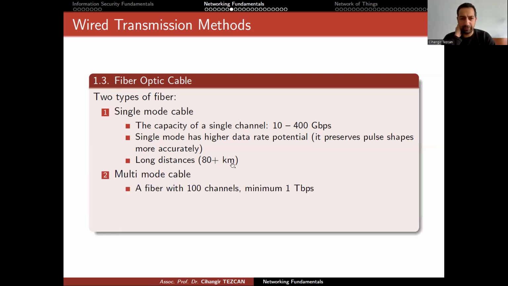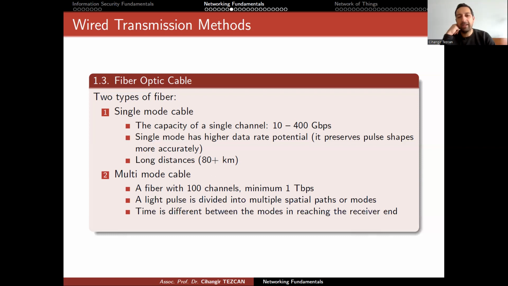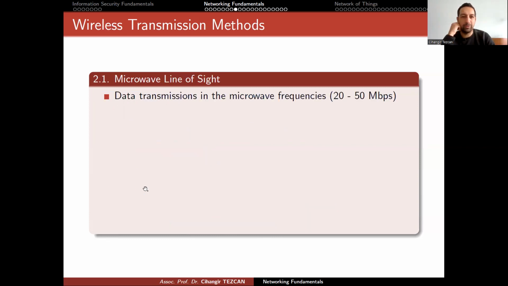All right, but for shorter distances, we can use multi-mode cables. This is a fiber with 100 channels, minimum 1 terabit per second. A light pulse is divided into multiple spatial paths or modes. Time is different between the modes in reaching the receiver end. This is how it allows more than one device to use the same cable. This is cheaper, but allows short distances like less than 2 kilometers. As you can guess, between cities and towns, we are using the single mode cable, and inside the town, we are using multi-mode cables.